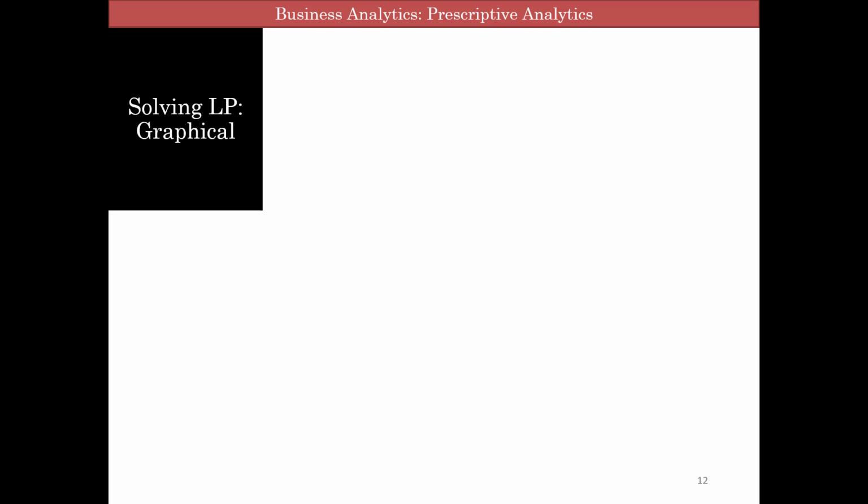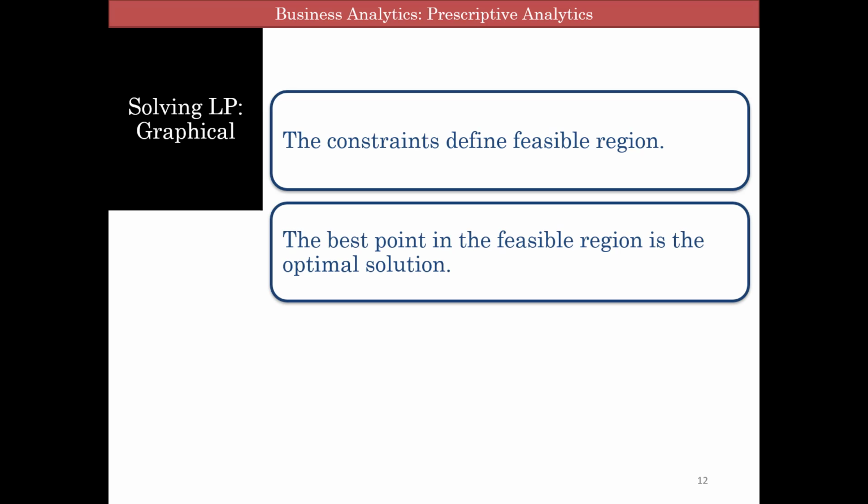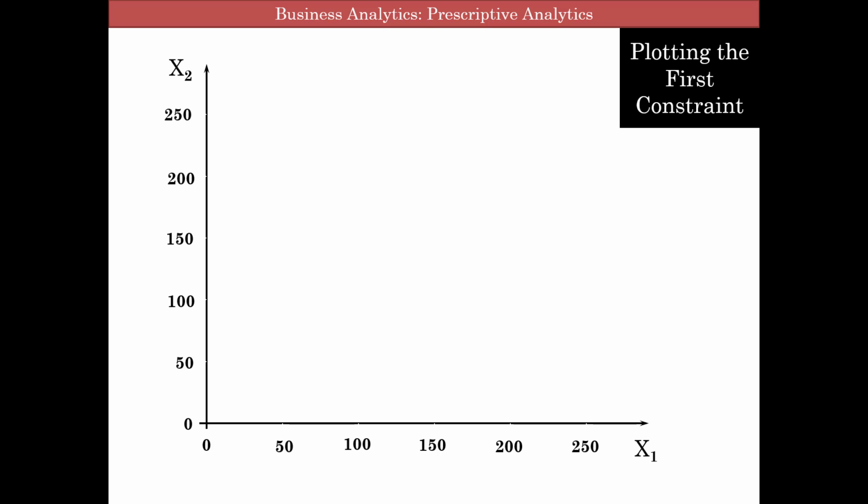So let's try to solve this graphically. So here we have constraints that define the feasible region, and the best point in the feasible region is the optimal solution. So for a problem with two variables, which is like what I call a toy problem, it's easy to plot it and find the optimal solution. And we're going to do that. So let's look at this.